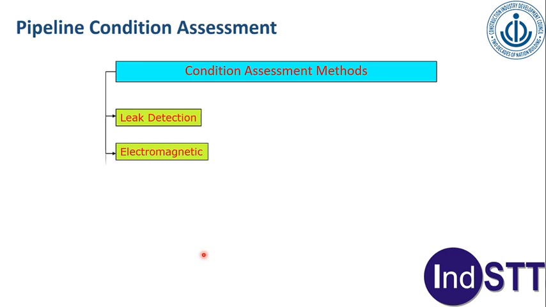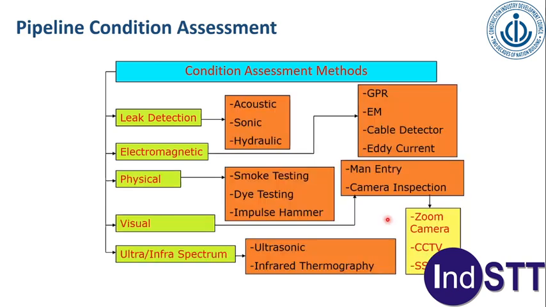Then we have visual methods which include man entry and camera inspection. Then we have ultra or infraspectrum, which includes ultrasonic and infrared thermography. And in camera inspection also we have zoom camera, CCTV, SSCT. Now obviously I will not be able to go into detail of all these methods, but I'll try to show you a glimpse of the various methods which are available.